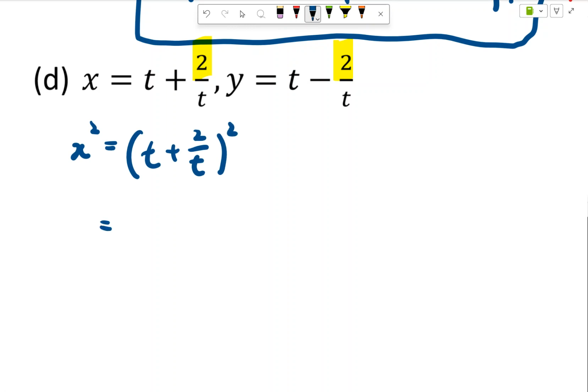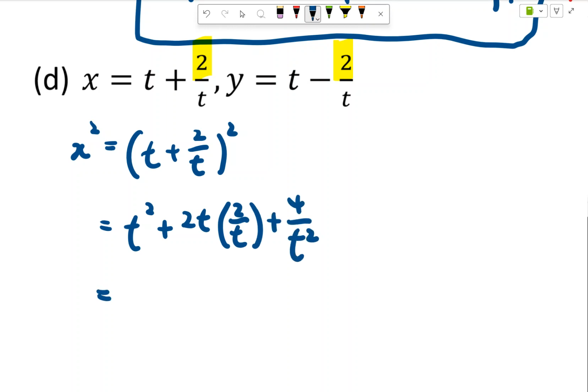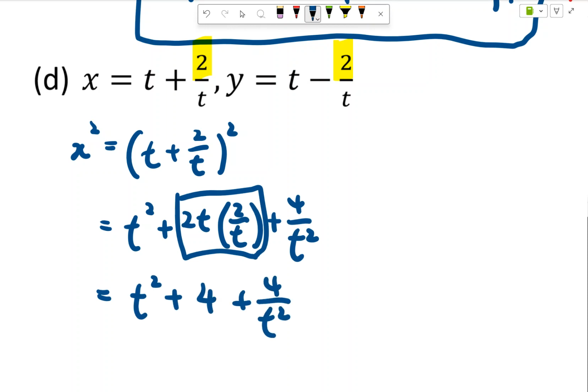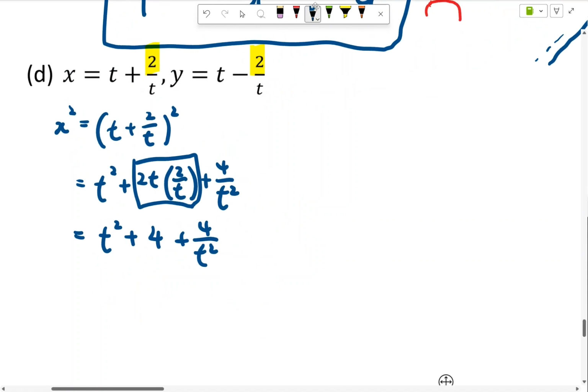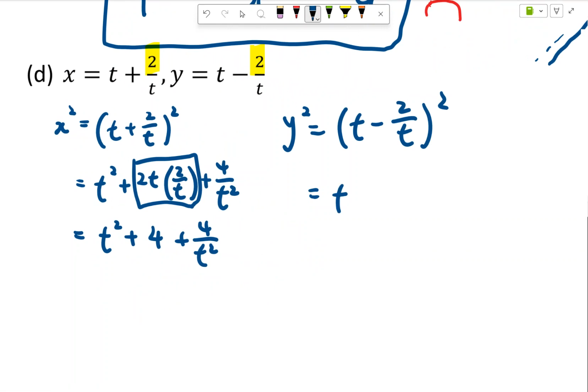When you open this, this will become a squared plus 2ab plus b squared. Okay, and you realize that this guy over here, it will become a constant. So this will be t squared plus 4 plus 4 over t squared. Same thing, do it for the y. y squared equals to (t minus 2 over t) bracket square. Open it up, you have t squared minus 4 plus 4 over t squared.